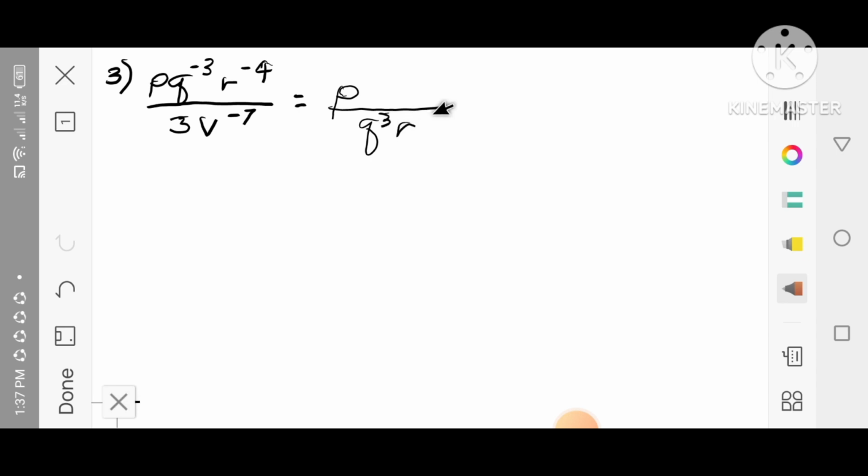And then also R, which is negative 4, mapupunta din sa ilalim. Okay? So, 3 remains in the denominator. And B, mapupunta naman sa taas, no? Because negative 7 siya sa ibaba. So, ganun lang kasimple, no? Akyat baba lang, no? Para mag-change yung kanilang sign. And that would be it.